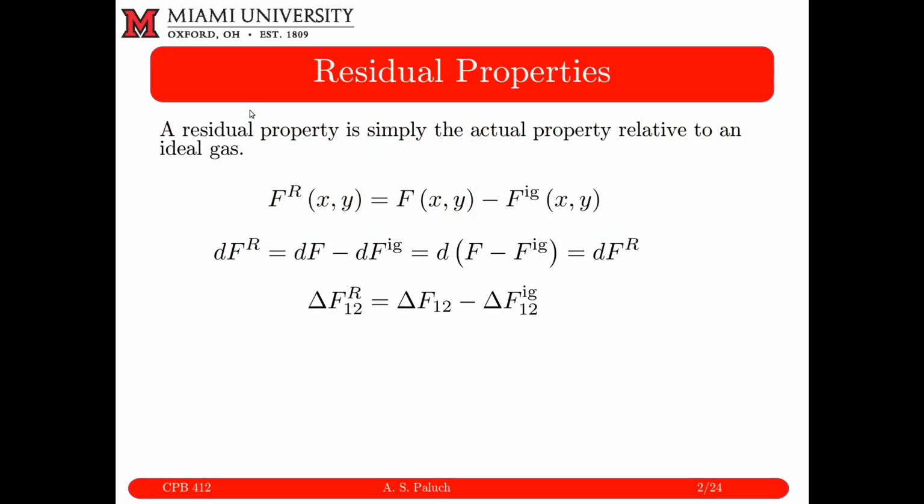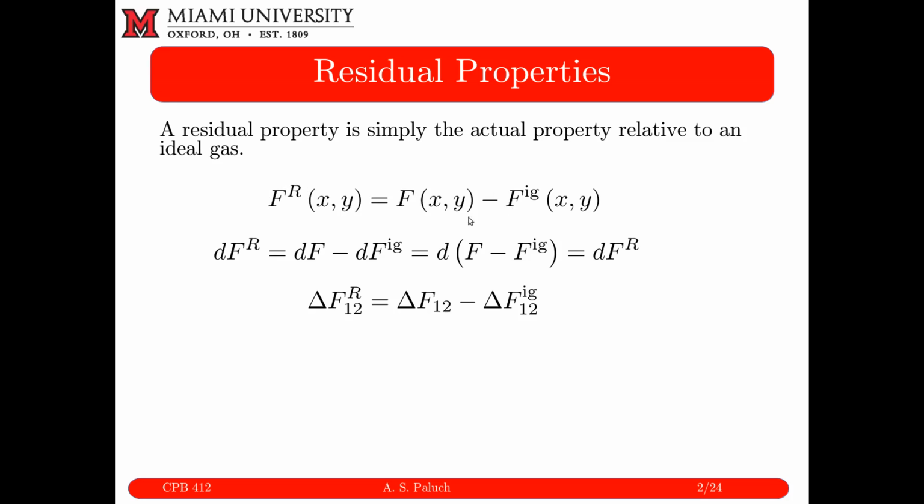So a residual property is nothing more than the actual property relative to that of an ideal gas. So what I have written out here is we'll let f be some arbitrary thermodynamic state function. Okay, so f will be a function of two independent variables. Here we'll indicate those as being some generic variables x and y. Okay. So residual property will be indicated by the superscript capital R. So my residual property is equal to the actual property relative to that of an ideal gas.